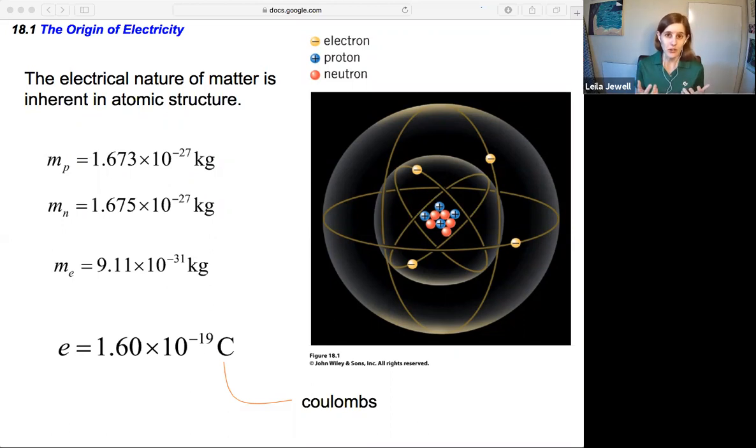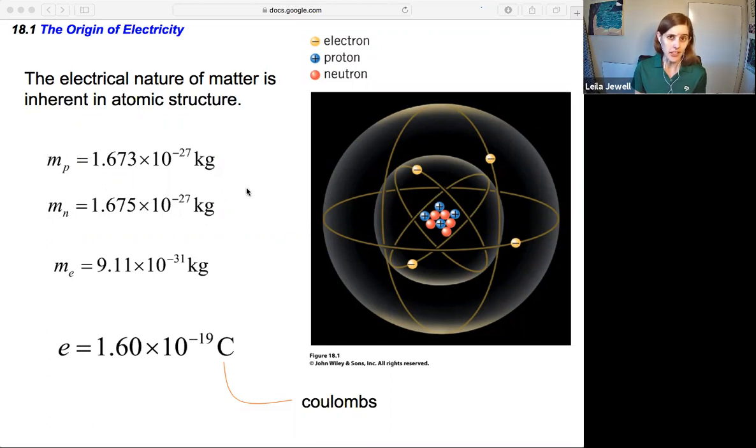It turns out the electrical nature of matter, of everything we know, is inherent in atomic structure. So if you look at an atom, we know that it's made up of protons and neutrons in the center, and then there's electrons that are in a cloud flying around, and we know the mass of each of those very precisely, right? So the mass of the proton, 1.673 times 10 to the minus 27 kilograms. The mass of the neutron is very similar to that of the proton. It's almost identical, 1.675 times 10 to the minus 27 kilograms. So they're about the same size.